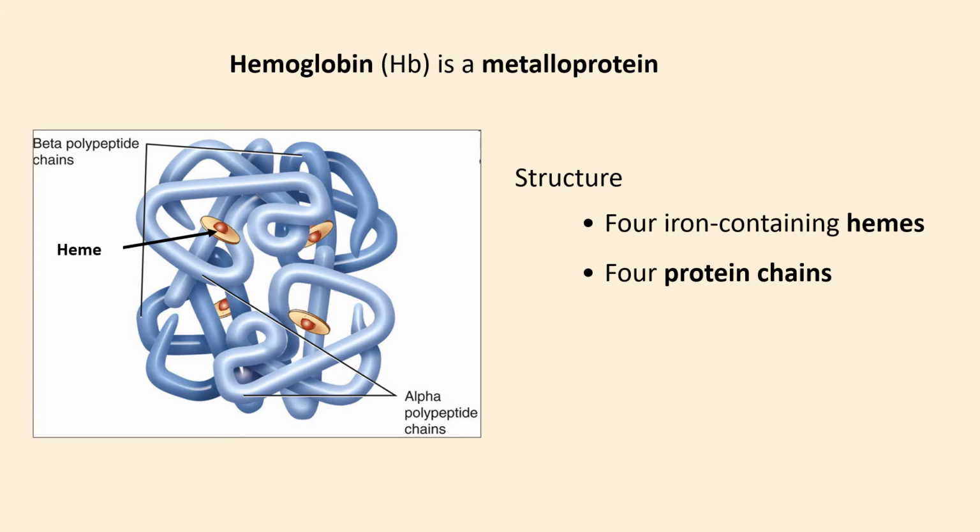Like any protein, they're folded in a very specific way, and these 4 polypeptide chains are folded around each other. And as the protein folds, it incorporates 4 hemes into the molecule, which you can see there. There are 4 hemes.